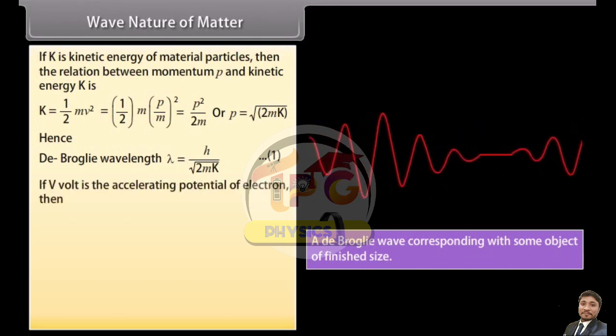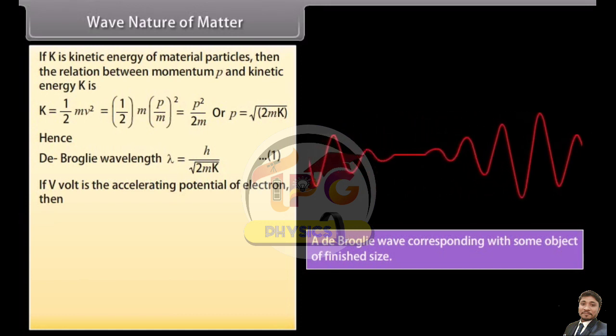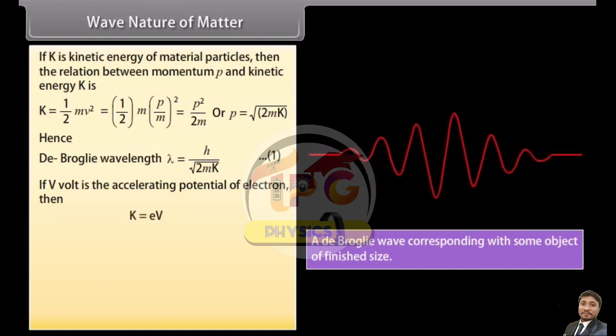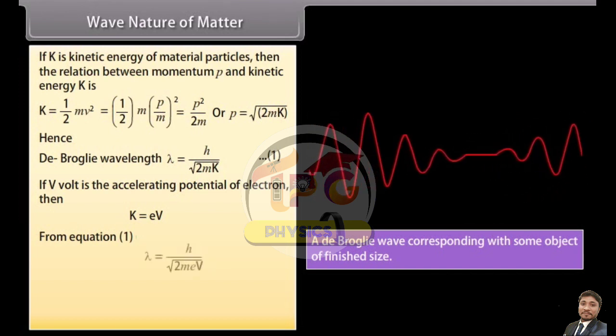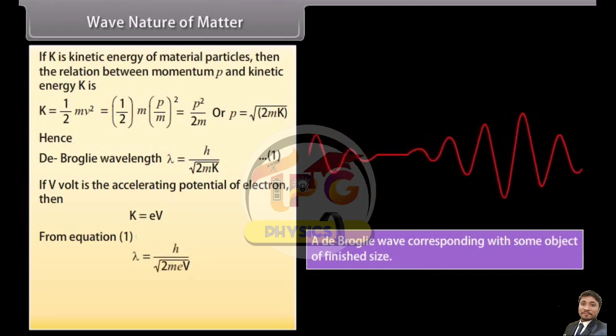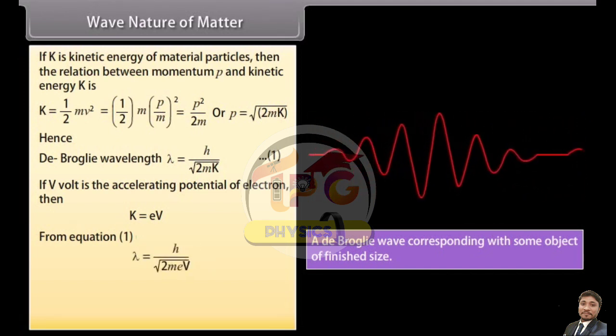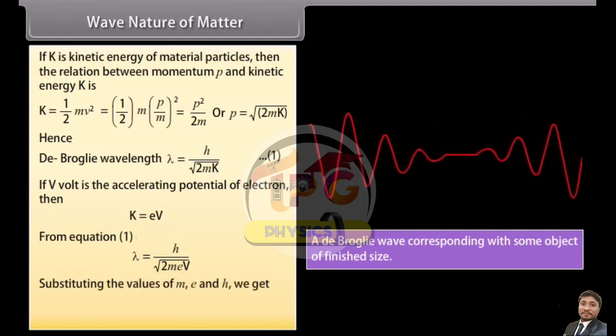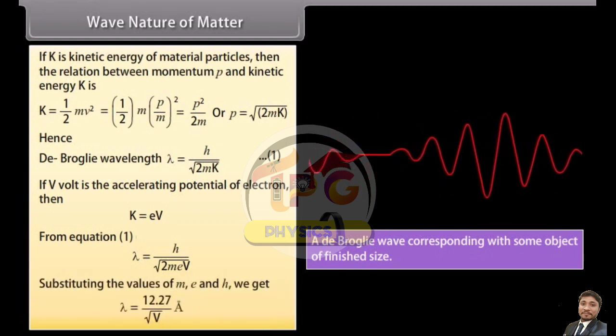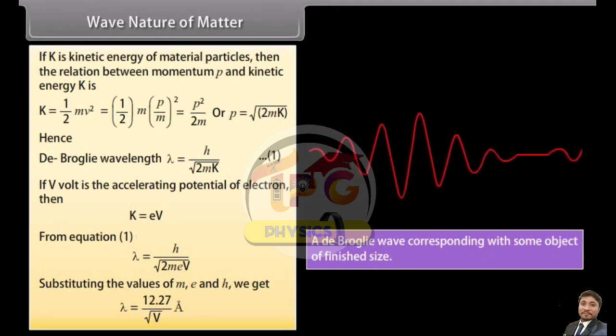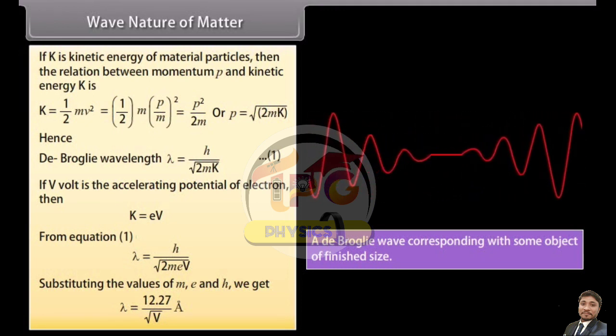If V volt is the accelerating potential of the electron, then K = eV from equation 1. Lambda = h/square root of 2meV. Substituting the values of m, e and h, we get lambda as 12.27/square root of V angstrom.